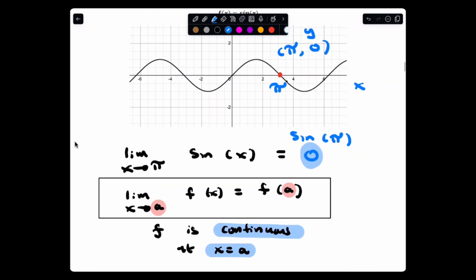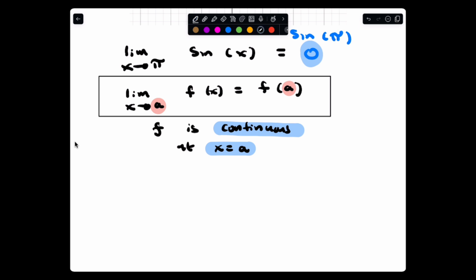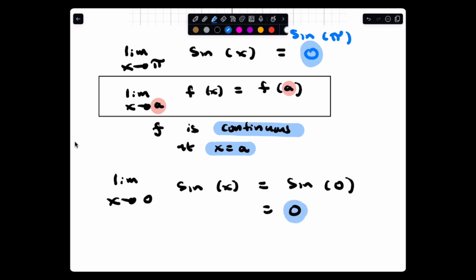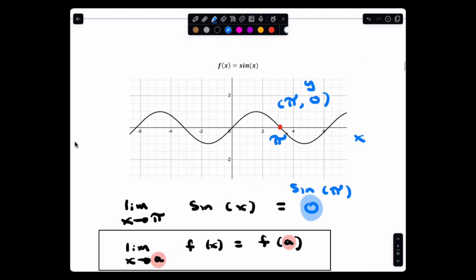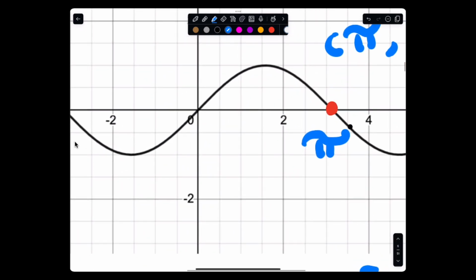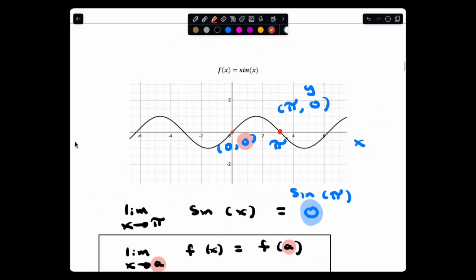This function's continuous everywhere, meaning if they said to you, hey, what's the limit now as x goes to zero of the sine curve? Well, what's sine of zero? Isn't that also zero? Is that true? You say, how do I know? Well, take a look, right? You're here, zero. What's that address? Zero comma zero. What's the limit value again? It's the y value. Because remember, we also write this as y equals sine x.